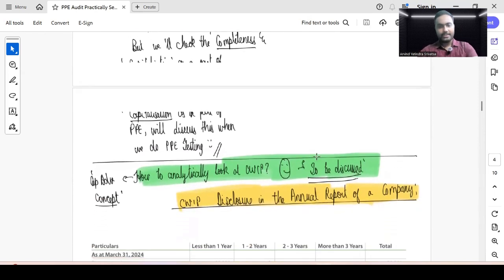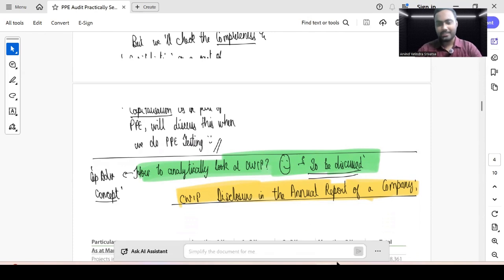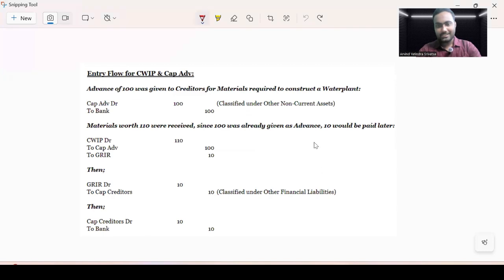How to analytically look at CWIP. Guys, this is a very beautiful concept. This is a concept which many people find difficult to comprehend and grasp, but guess what? I'm going to make it very easy for you guys. I'm going to make your lives easier. This is a very, very interesting concept. You need to apply a bit of your mind, right? So let's just get on here, guys.